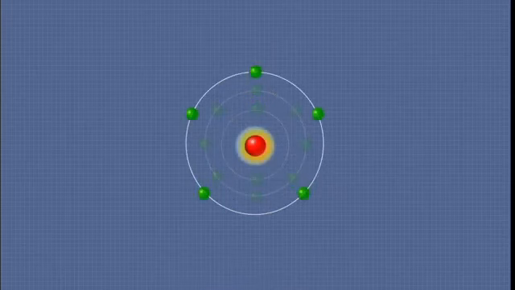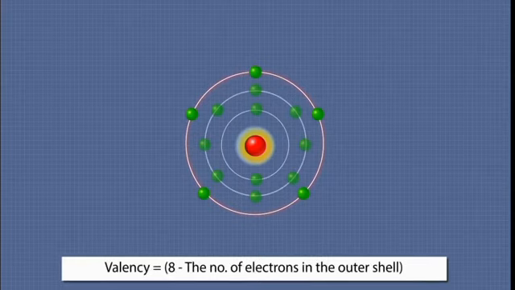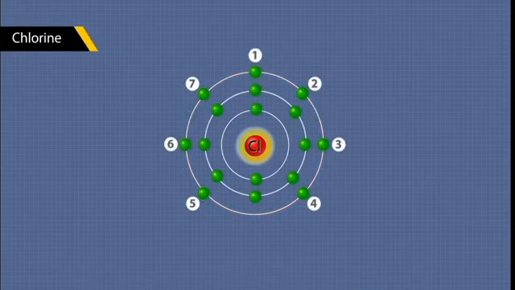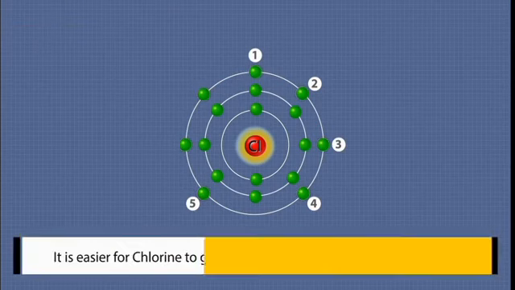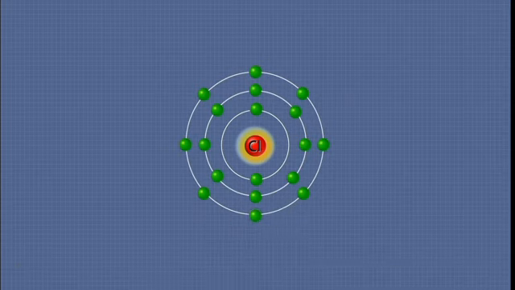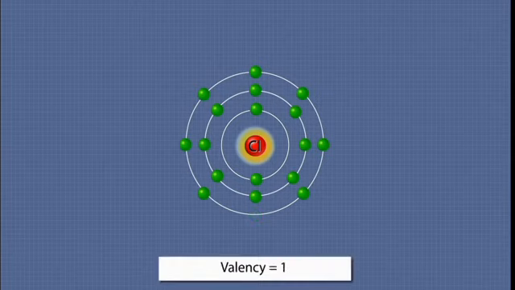On the other hand, if the outer shell has more than 4 electrons, the valency is 8 minus the number of electrons in the outer shell. For example, chlorine atom has 7 electrons in the outermost shell. Here, in this case, it is easier for chlorine to gain 1 electron instead of losing 7 electrons. Hence, its valency is determined by subtracting 7 electrons from the octet, which gives the valency of 1 for chlorine.